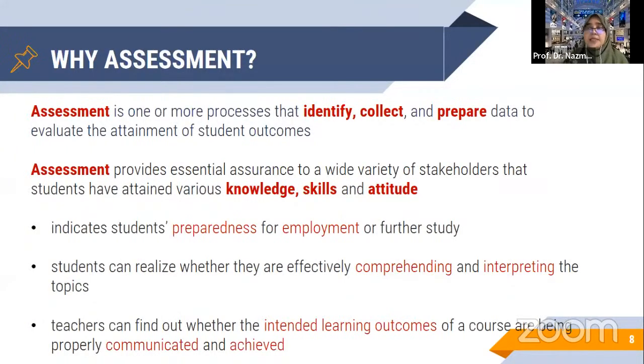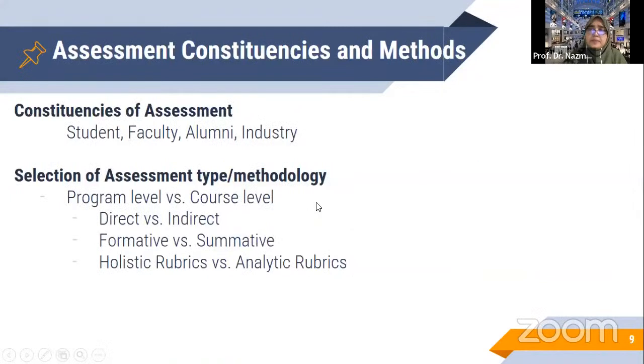It tells the students whether they are comprehending the material they are given. It also tells the teachers whether their intended learning outcomes are being achieved or not. So the constituencies for the assessment are the students, our faculty members, our alumni, our industry partners, or the employers, right? So we do assessment at course level.